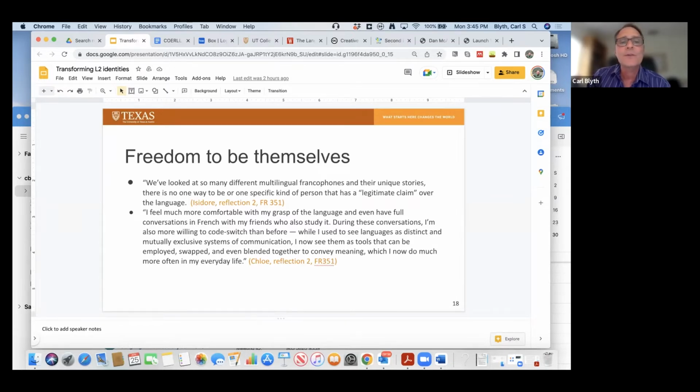Chloe writes, "I feel much more comfortable with my grasp of the language and even have full conversations in French with my friends who also study it. During these conversations, I'm also more willing to code switch than before. While I used to see languages as distinct and mutually exclusive systems of communication, I now see them as tools that can be employed, swapped, and even blended together to convey meaning, which I now do much more often in my everyday life." I should mention that in the narratives, they did a tremendous amount of translanguaging. They would narrate the action in French, but then their inner thoughts were in English.